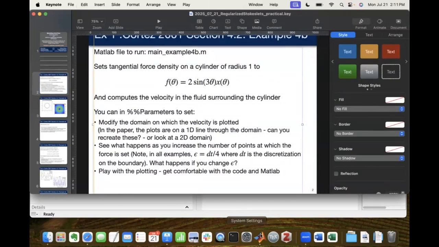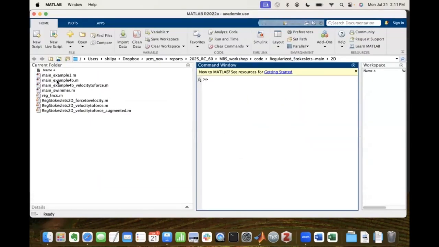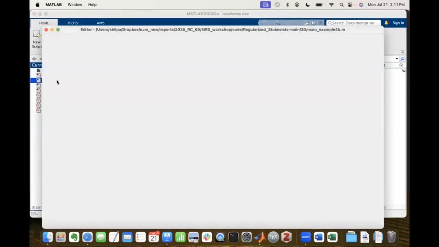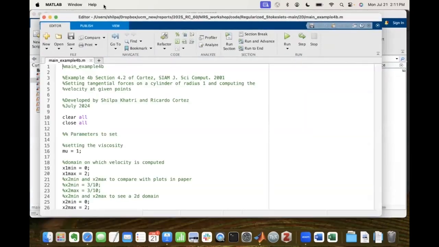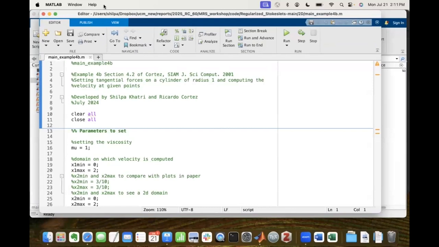If we go to the code, can you guys see this? Is that big enough to read? I can make it bigger for people in the back. Good. Okay.